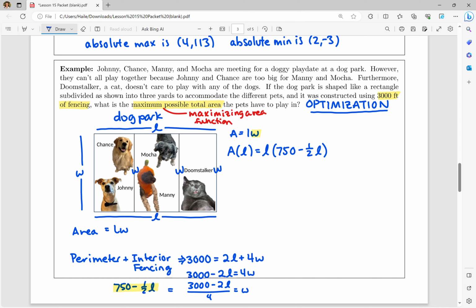So I know how to take the derivative of this. Now my suggestion would be go through and distribute the L before taking the derivative. So we get A of L is equal to 750L minus 1/2 L squared. And now we just have a super nice polynomial that we can take the derivative of. So A prime of L is equal to 750 minus 2 times 1/2 is 1, so we just have 750 minus L.